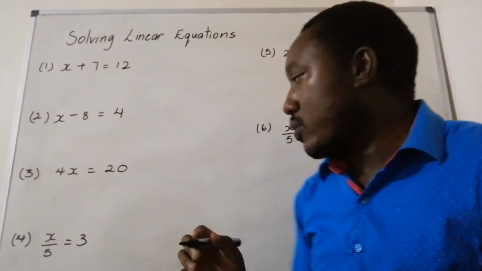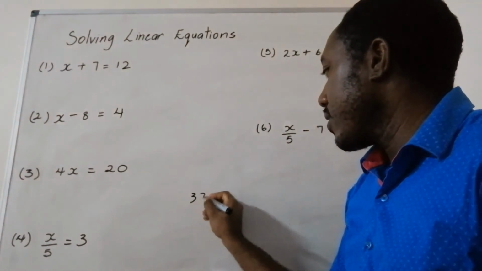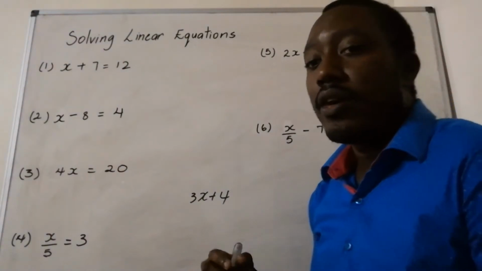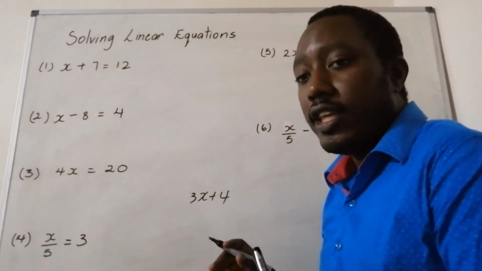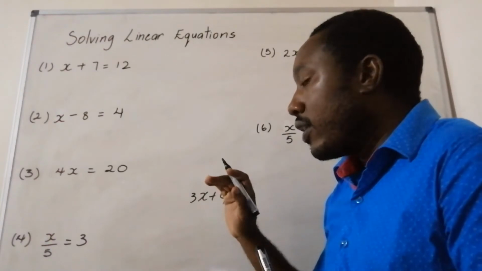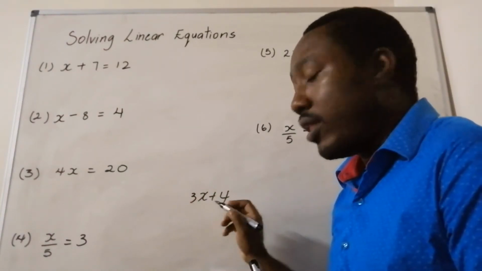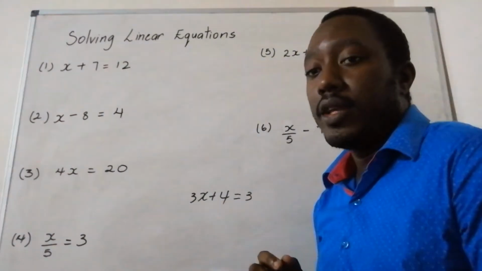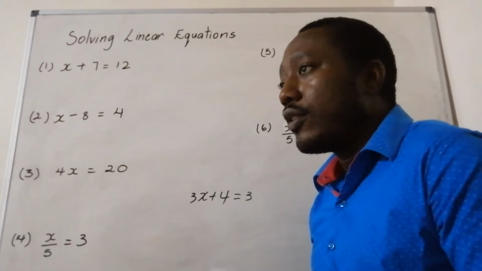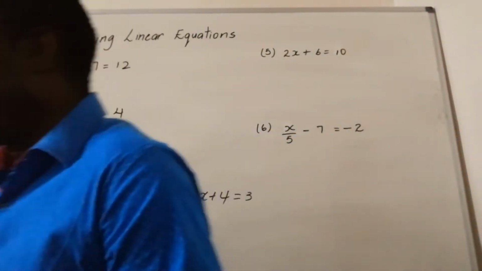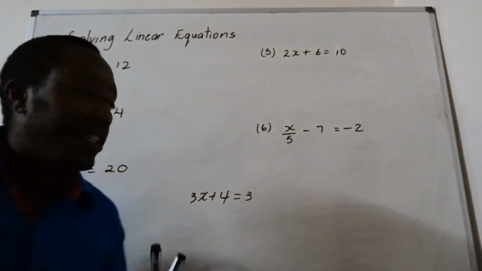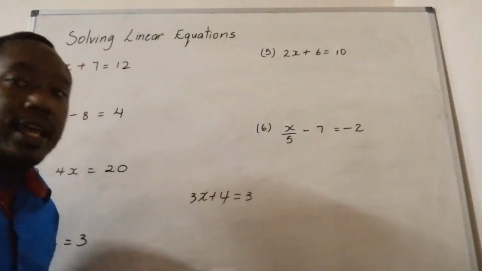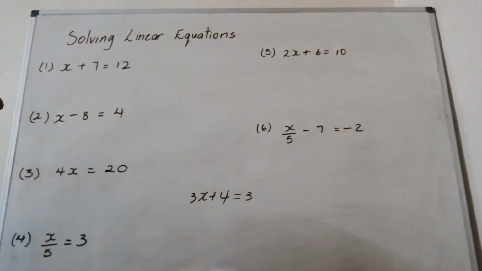An algebraic expression, let's say 3x plus 4. This is known as an algebraic expression because it does not have an equal sign. Now, if I say it's equal to 3, it becomes an equation. So the difference between an algebraic expression and an algebraic equation is that the expression does not have an equal sign, while the equation has an equal sign.